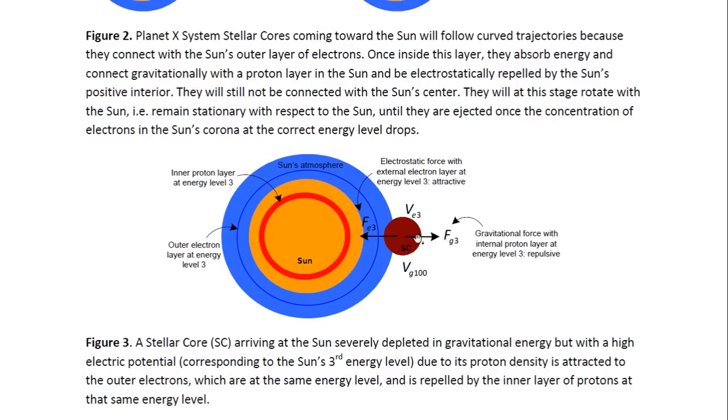And that force is, as I said before, repulsive, because the gravitational potential is so low that according to the gravitational potential, the object should be way out there, but it came in because of its high electric potential. So once the number of electrons at this energy level drops in this region, this force disappears, so the object is ejected due to this repulsive force.